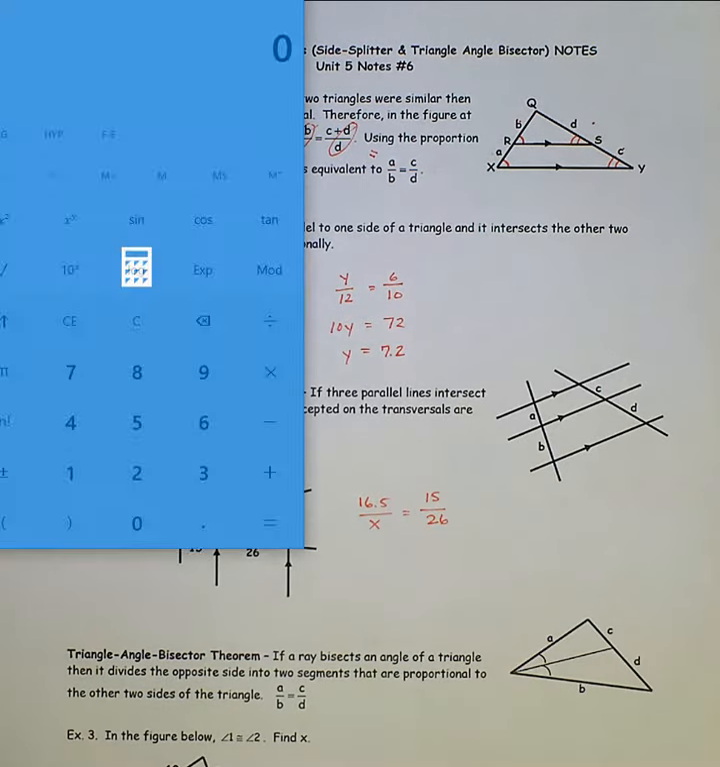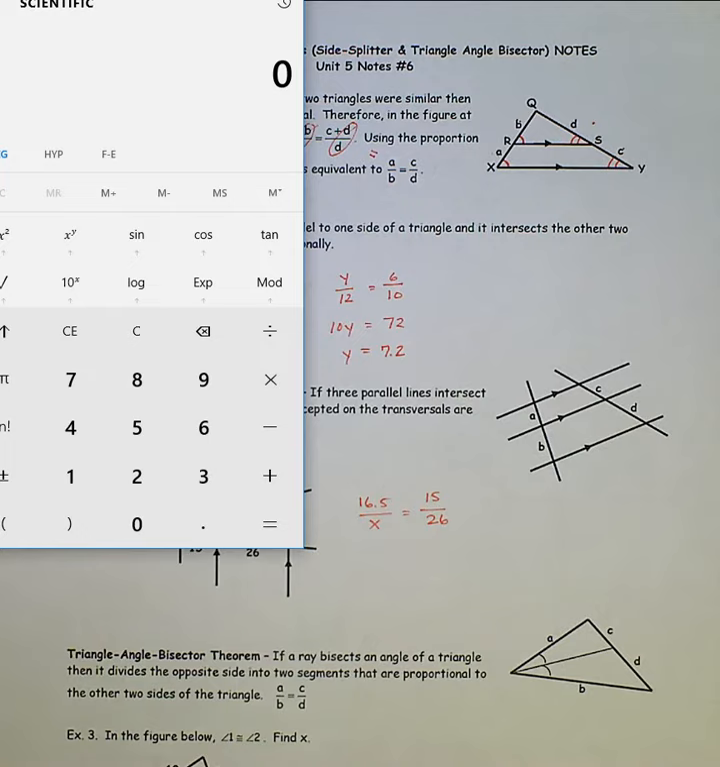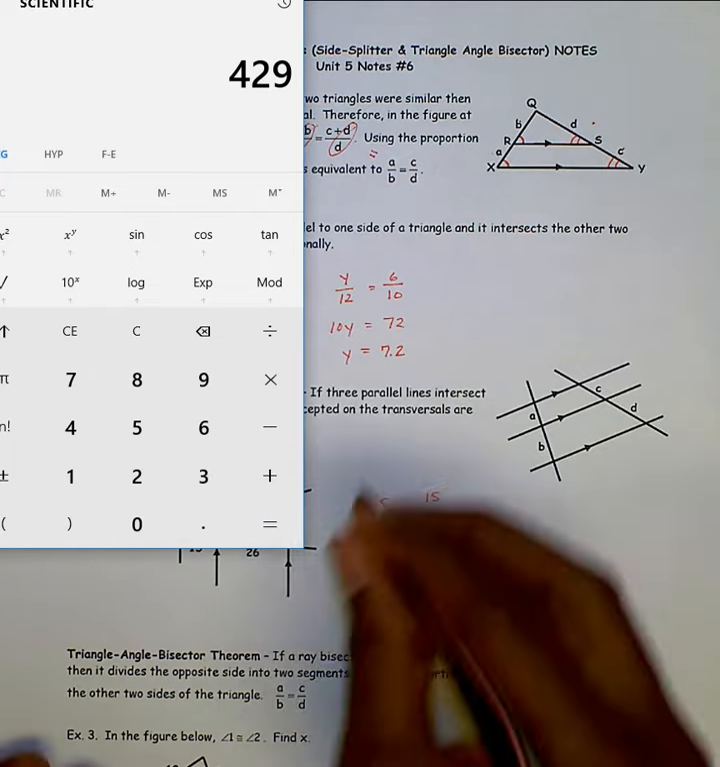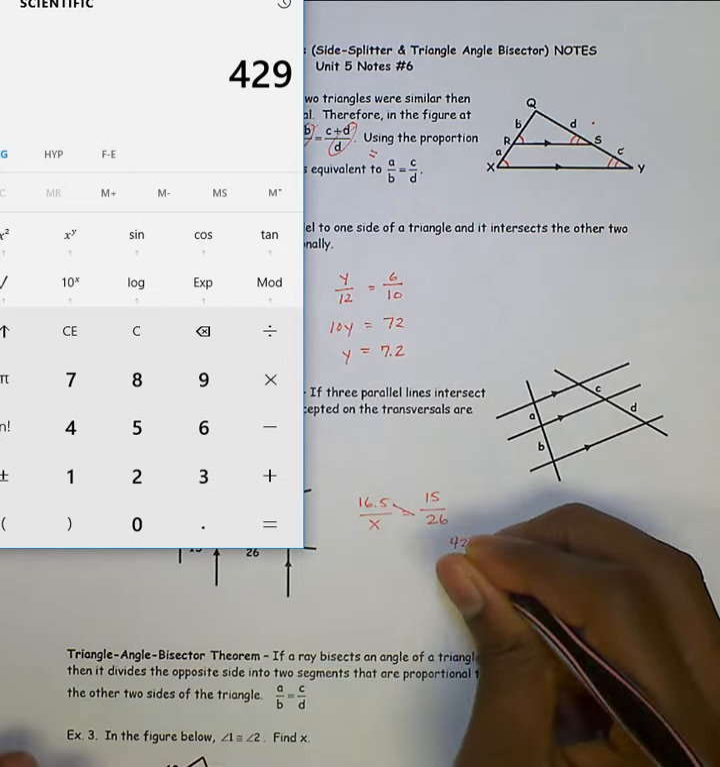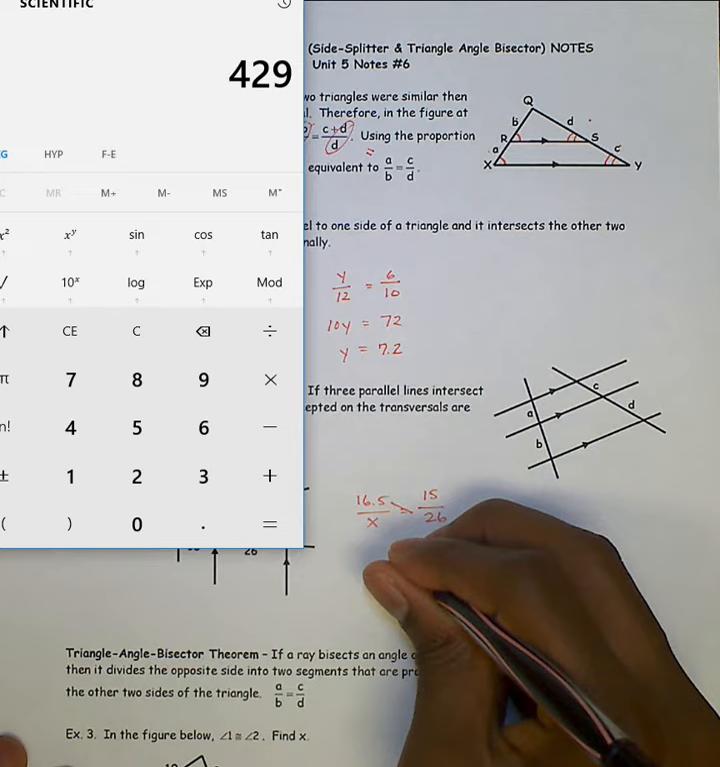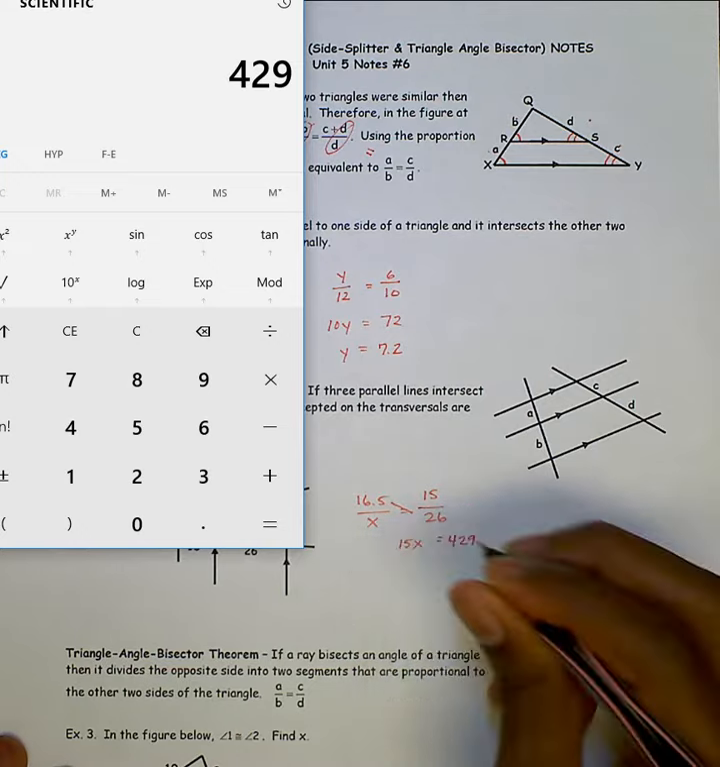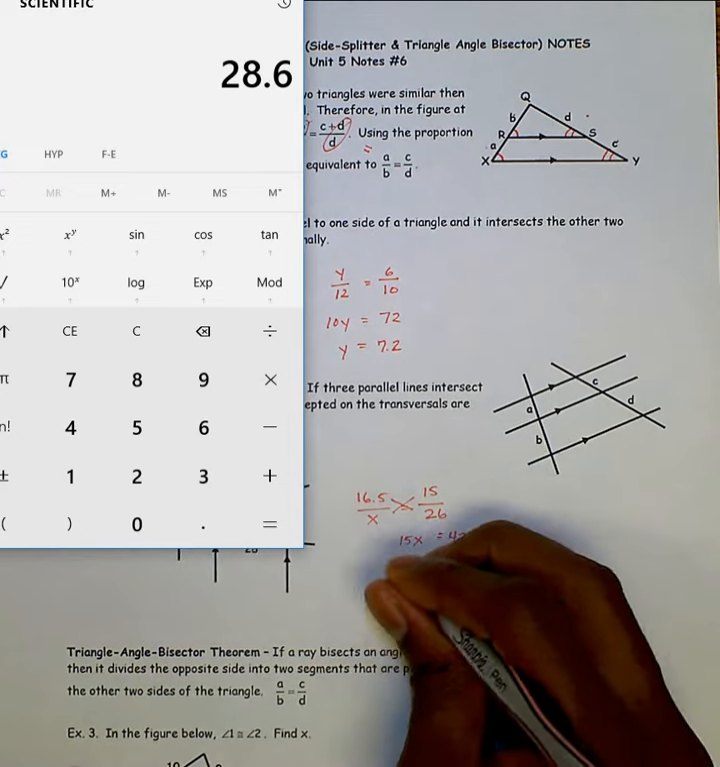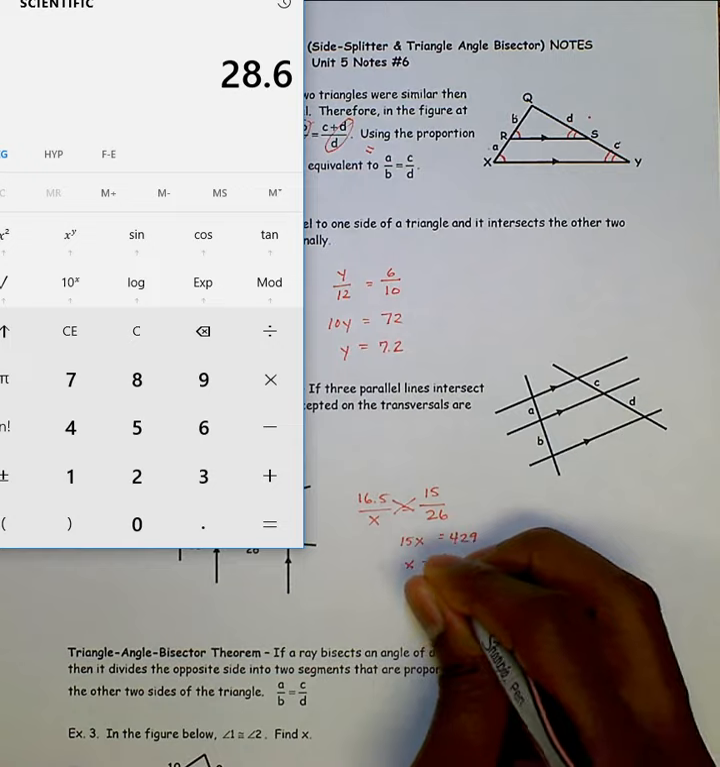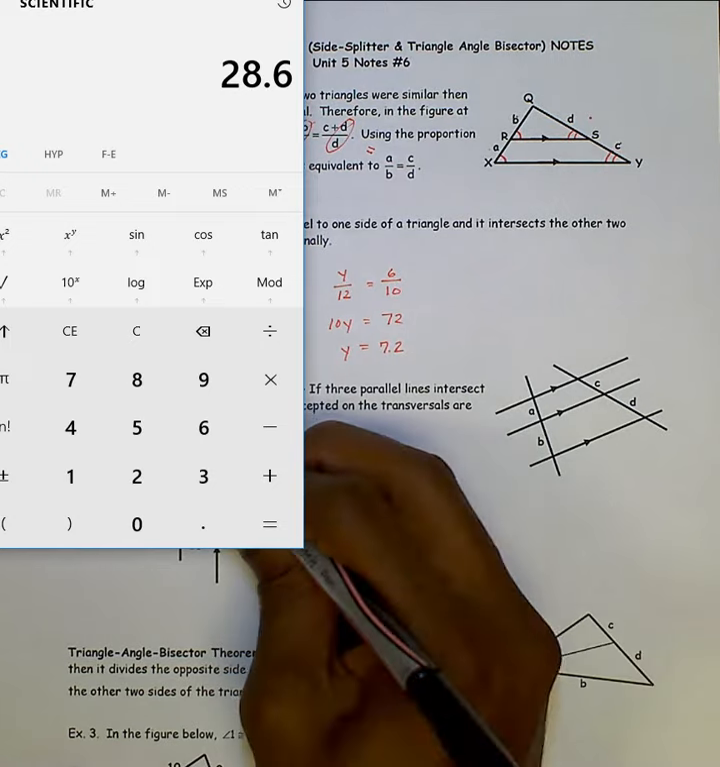Using my calculator, 16.5 times 26 gives me 429. That's 15x when I cross multiply here. Divide 429 by 15, and x should be 28.6. Okay.